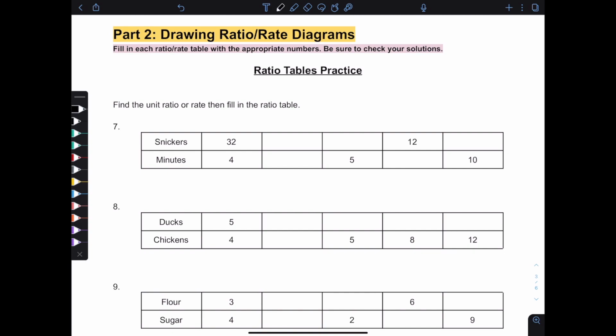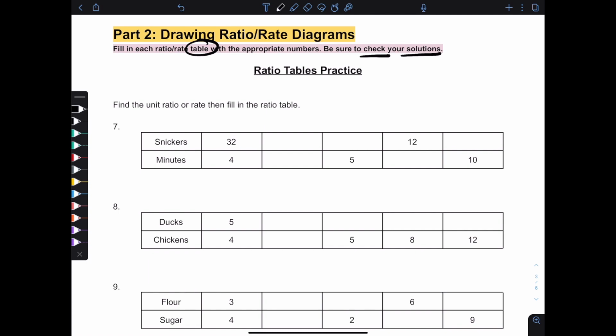All right, so part 2, we're going to be taking a look at some tables and filling in the correct numbers so that these tables all make sense and represent ratios. We can check the solutions if we would like to by multiplying the diagonals or multiplying or dividing top and bottom. I can go over that in just a little bit as well.